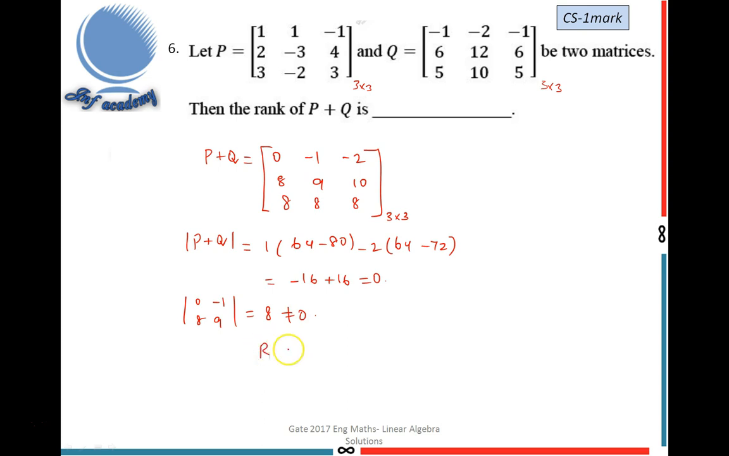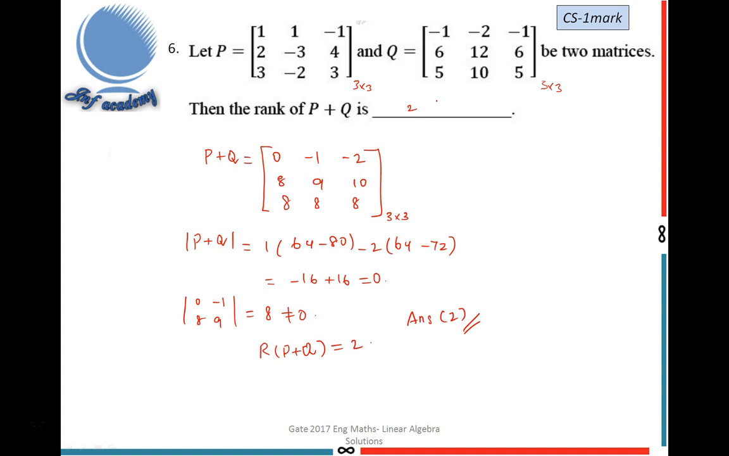So rank of this matrix is 2. So the final answer is 2. 2 is the final answer.